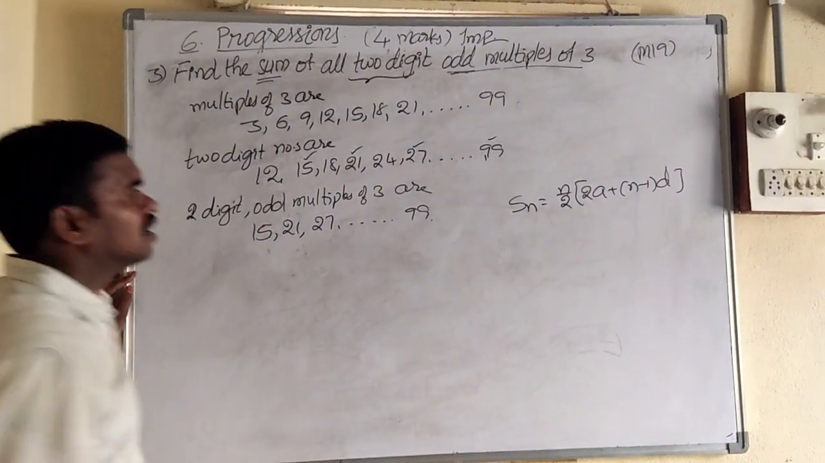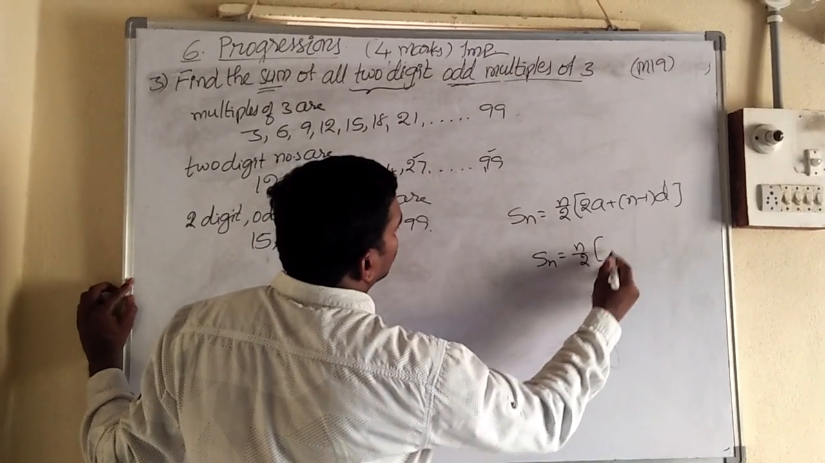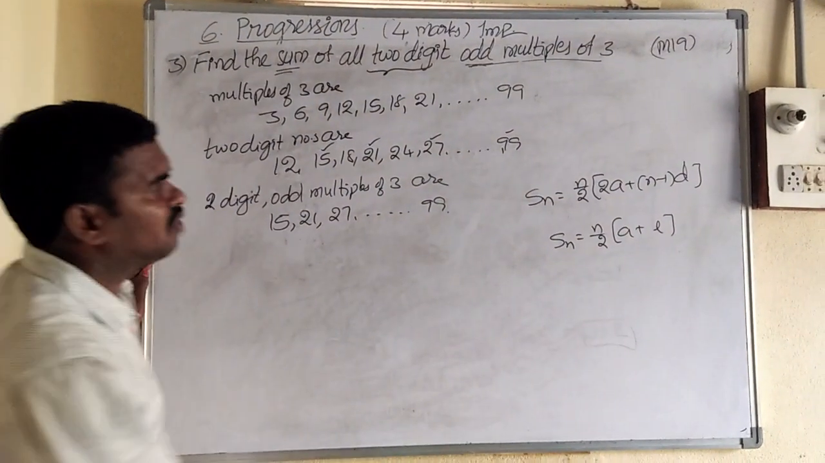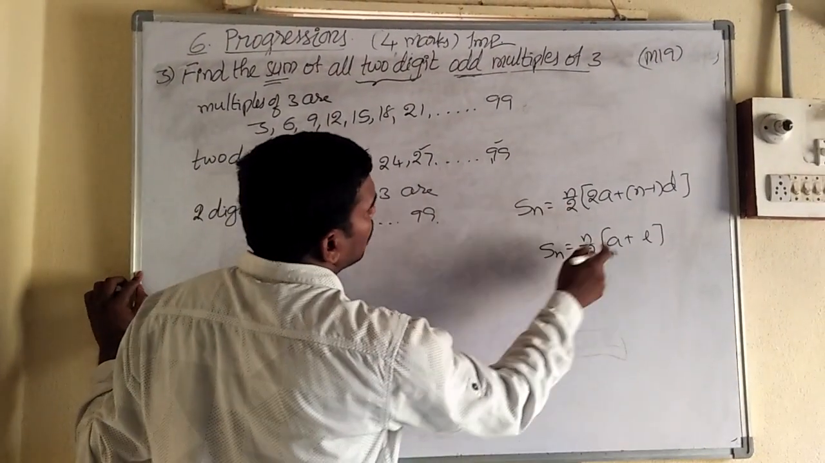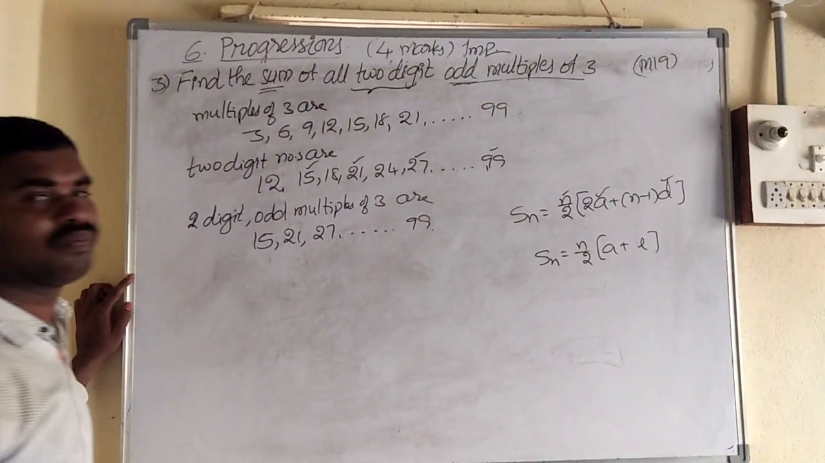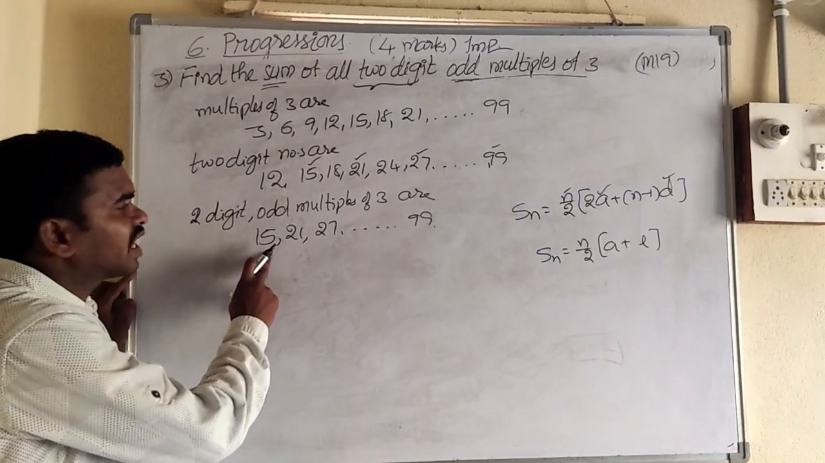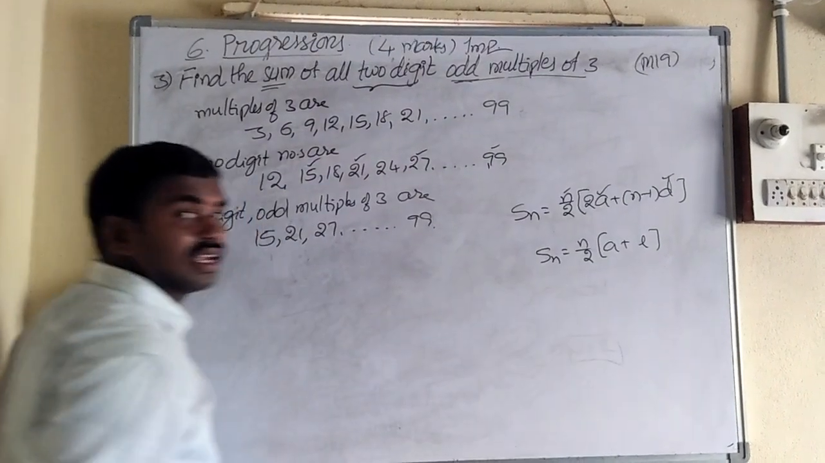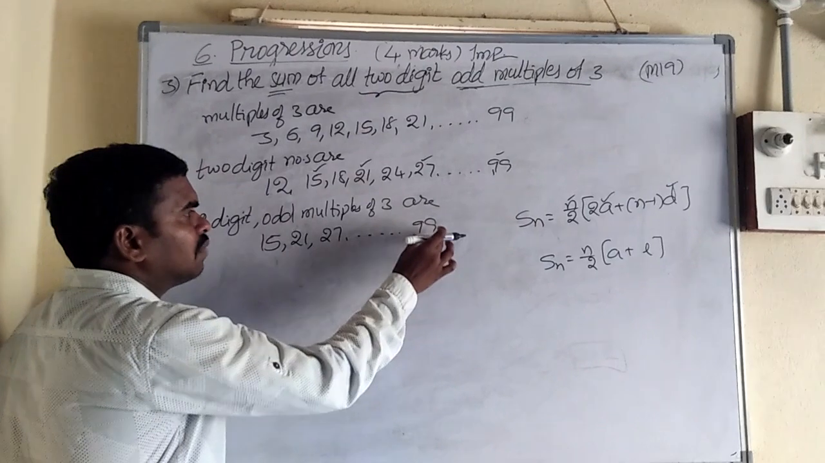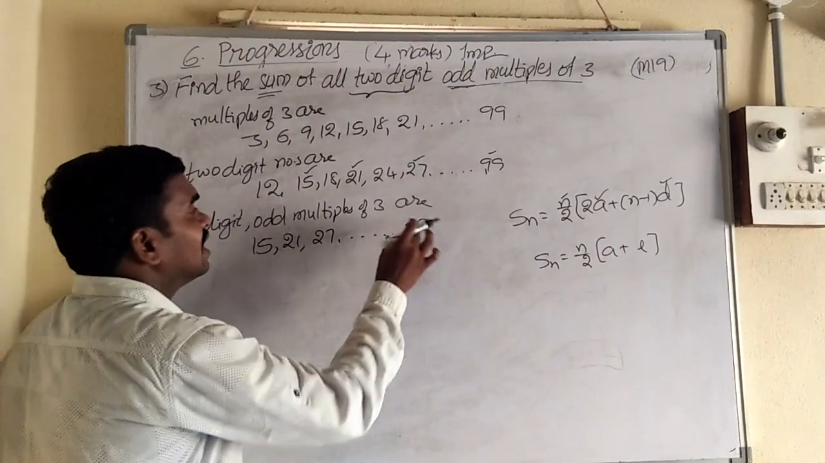Or otherwise, Sn equals n by 2 into a plus l. a means first term, l means last term. Observe in these two, we have to find the a value, d value and n value also. So a means first value, d means common difference, of course we get. What is n? n means nth term. So here the nth term is 99, but we don't want the nth term, we want what is n.